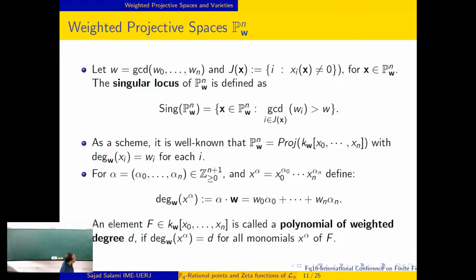In the line schemes, you can see that any weighted projective space is the Proj of this ring of homogeneous polynomials in x0 to xn, where we have the weights for each variable. Especially for any monomial in this form, we can define the degree by this sum. And so for any element, I mean any polynomial in this ring, we say that it has weighted degree D if all of its monomials satisfy this condition, I mean, have the weighted degree D.